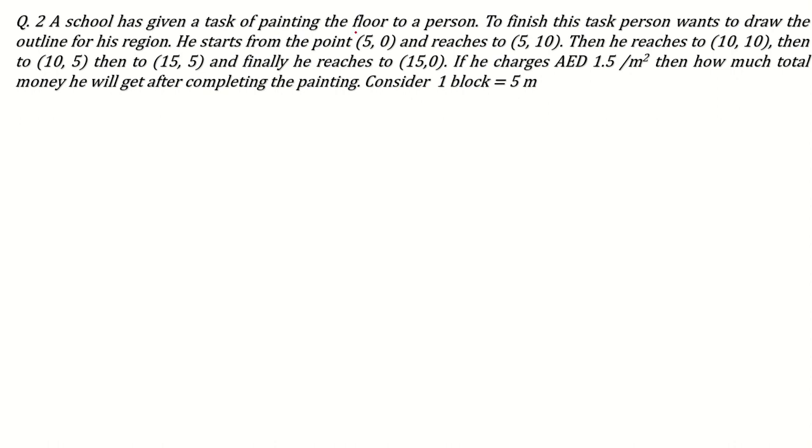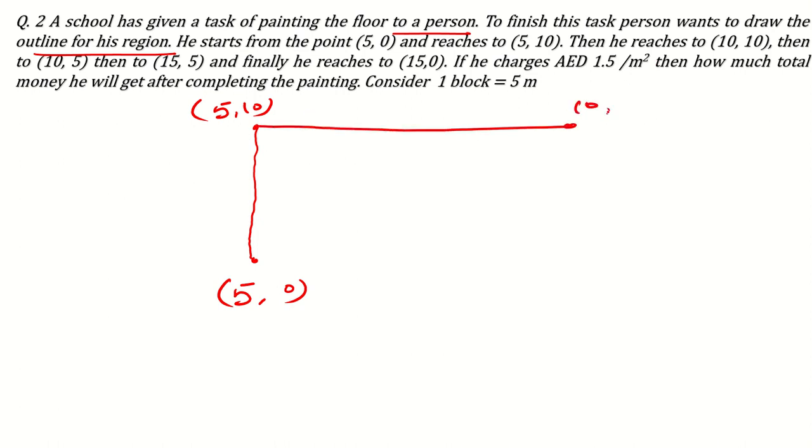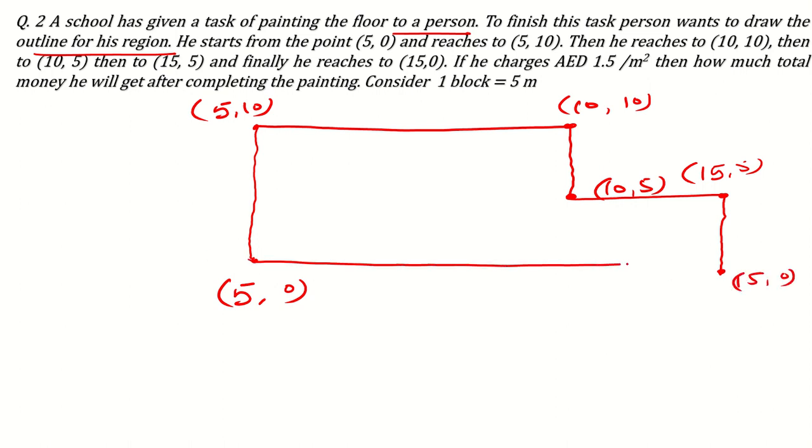A school has given a task of painting the floor to a person. To finish this task, the person wants to draw the outline for his region. He starts from the point (5, 0), suppose this is the point, and reaches (5, 10). Suppose this is the point (5, 10), and I will draw a line to join them. Then he reaches (10, 10), means he goes like this. Then to (10, 5), means he will come down. Then to (15, 5), means he will go to this side. And finally he reaches (15, 0), means he comes to this place. So we can join this line also finally.